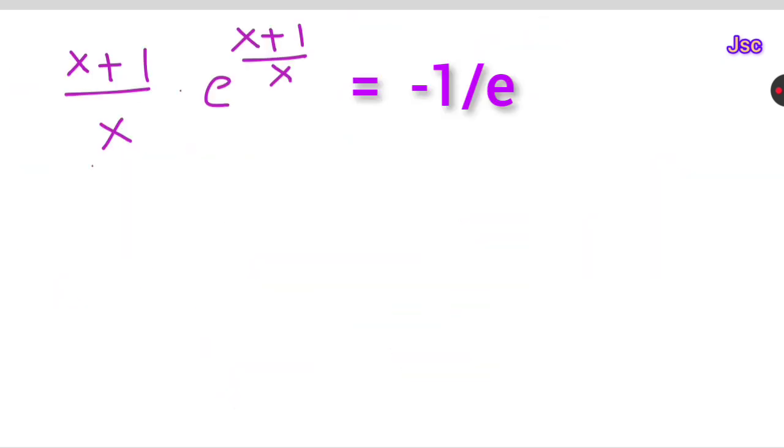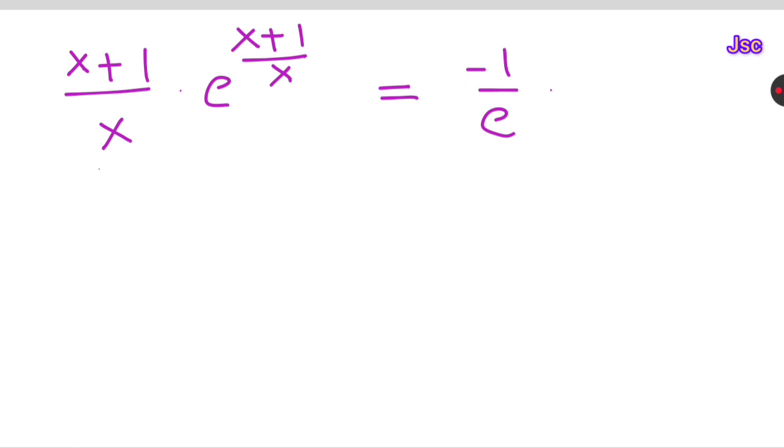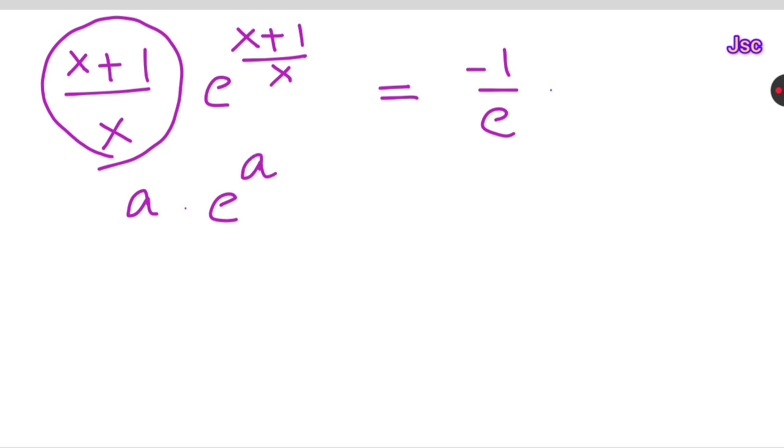See here, this is (x+1)/x, and in the exponent of e also we have (x+1)/x, both are the same terms. Now observe the left hand side: if you take this as a, then this is a times e^a. So we can apply the Lambert W function here. If you apply the Lambert W function to a times e^a, we can simply write this as a. So let's apply the Lambert function on both sides.